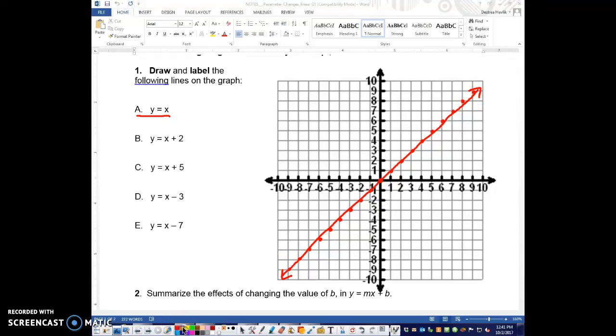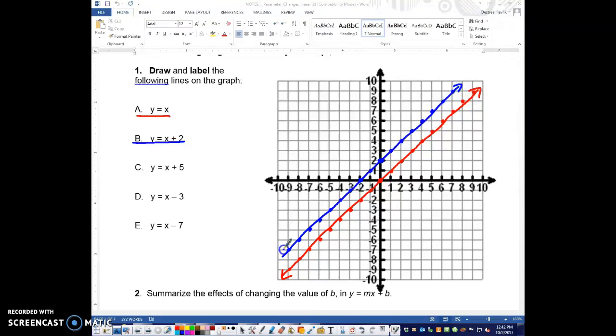Now, let's see what happens when we add this plus 2 to the end. Well, this plus 2 is our y-intercept. So we go up 2. That's our y-intercept. Our slope is still 1 over 1, all the way, 1 over 1. Then we go backwards. Connect your dots.